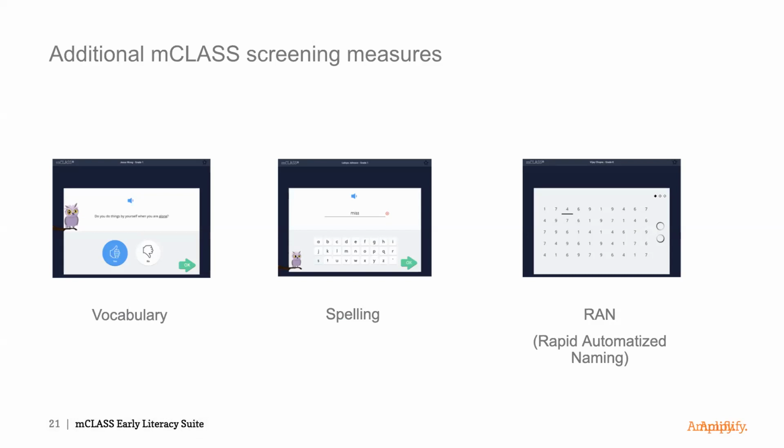There are 3 additional skills that are also important for reading success: vocabulary, spelling, and RAN. These measures, especially RAN, or rapid automatized naming, and spelling, are important because they indicate risk for dyslexia. So these are 3 additional screening measures that mCLASS includes, optional if teachers decide to administer them.